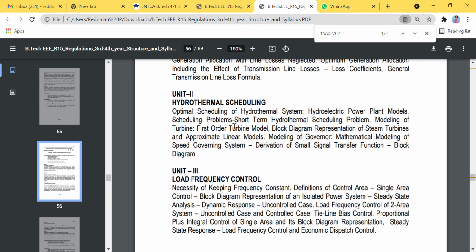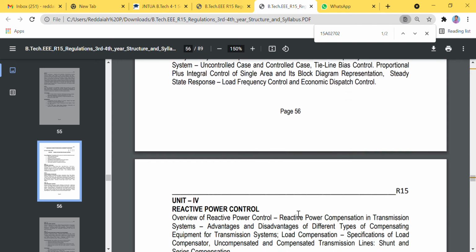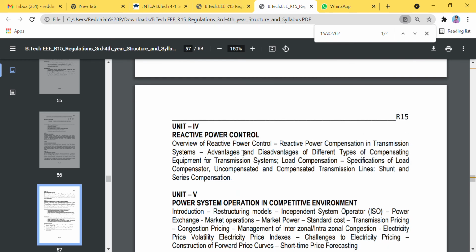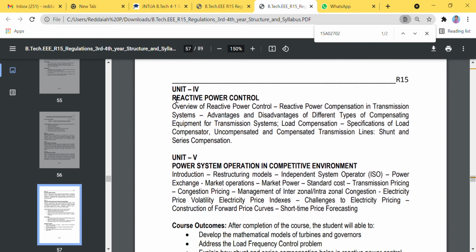And this is a totally derivative part. High load frequency control, isolated power system, steady state analysis, like that. Totally the unit 4 we can easily learn: what are the different types of compensating power factor correction, how to correct power factor, shunt compensation, series compensation, load compensation, specifications of load compensator, like that. Power factor, reactive power control in the sense power factor correction.